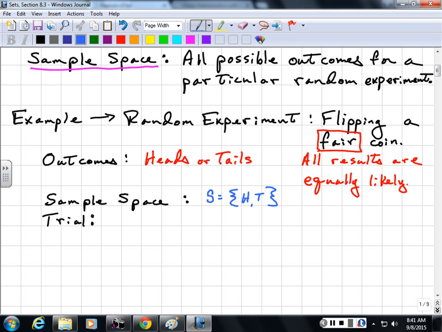Now, what is the actual trial here? Well, the actual trial is flipping the coin. Any questions? All right, let's look at this problem right here.